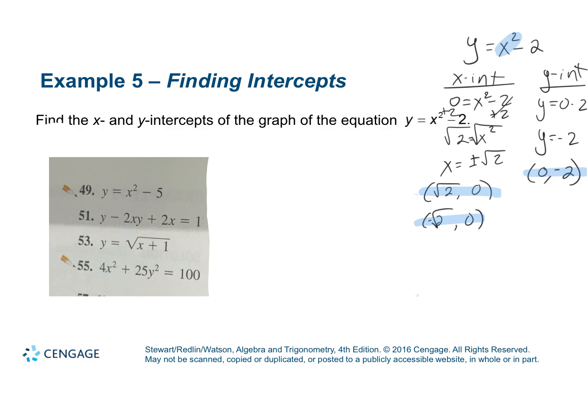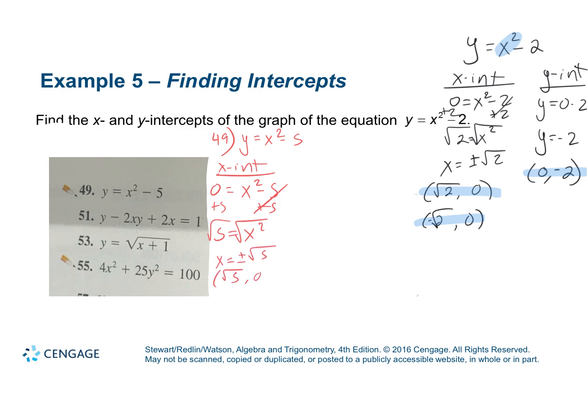All right, I'll start with 49. I'll do it in red. Hopefully they won't collide. So 49 is y equals x squared minus 5. If I want to find the x-intercept, again, I get y equal to 0. So we get 0 equals x squared minus 5. I add the 5, and I get 5 is equal to x squared. When I take the square root, I get that x is equal to plus or minus root 5. So again, we get positive root 5 comma 0 and negative root 5 comma 0.